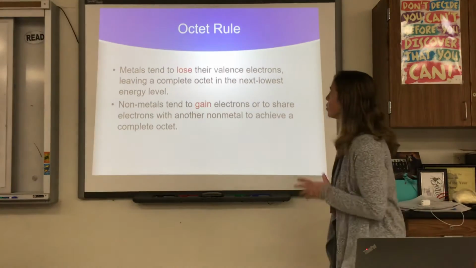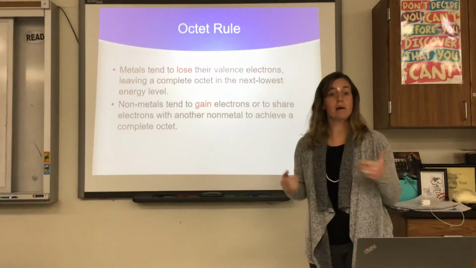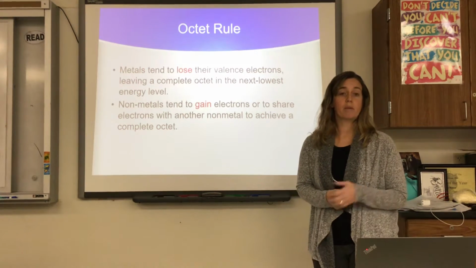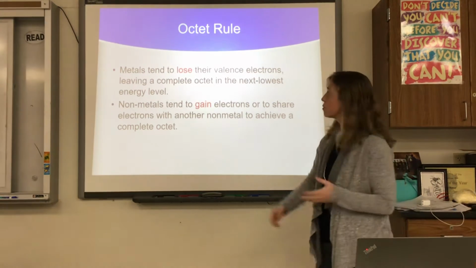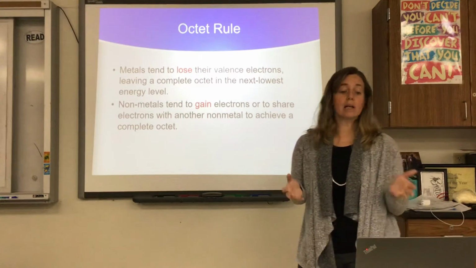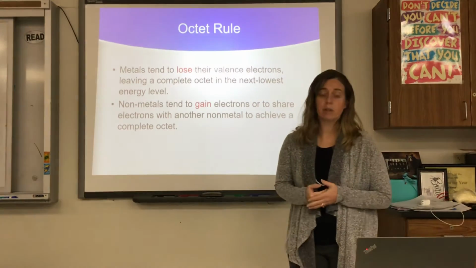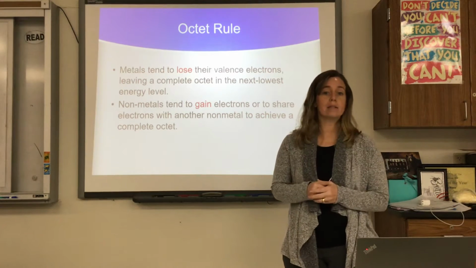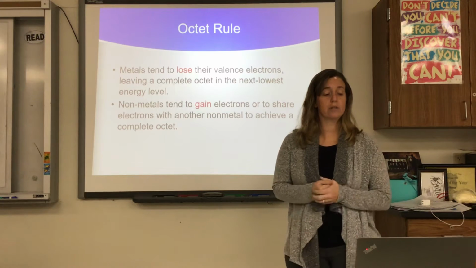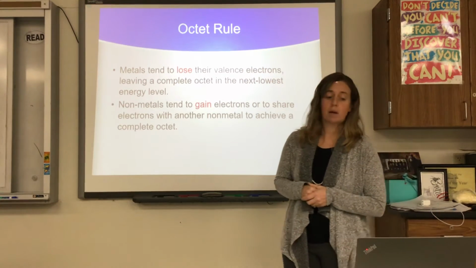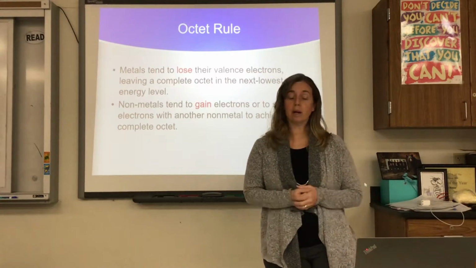Now, when we're looking at the octet rule, octet means 8. So everyone is trying to get to 8 on the periodic table, metals and nonmetals. Metals will lose their valence electrons, leaving a complete octet in the next lowest energy level. Nonmetals, because they're closer to the noble gases and have more outer electrons, will tend to gain electrons or share electrons with another nonmetal to achieve a complete octet.